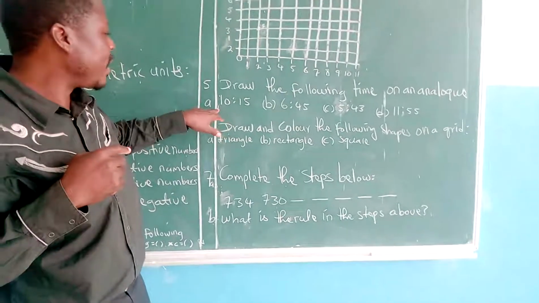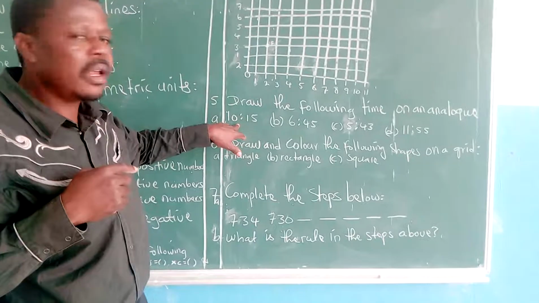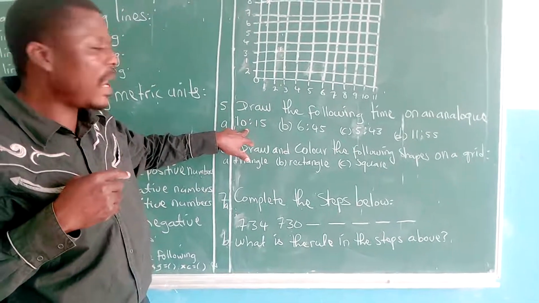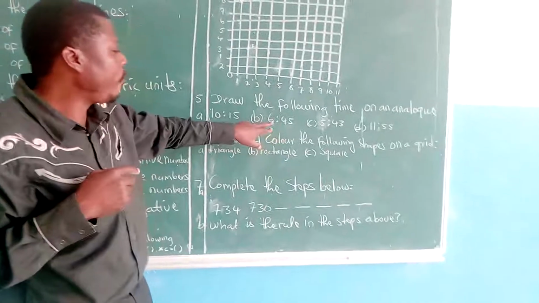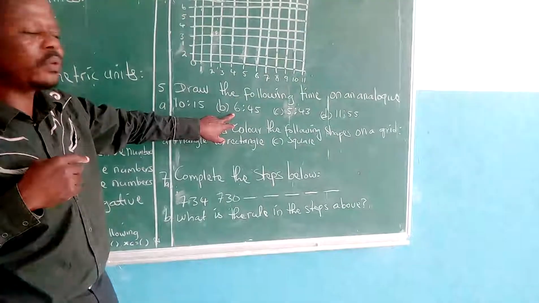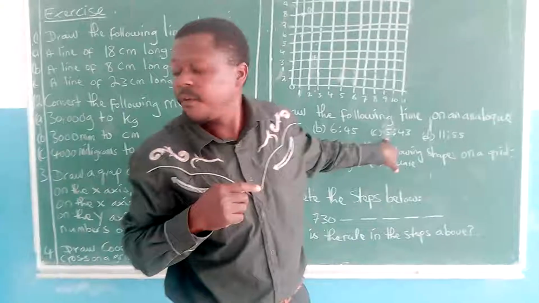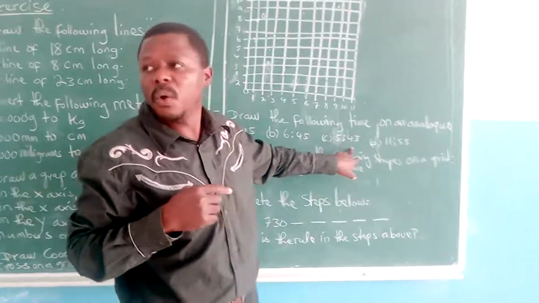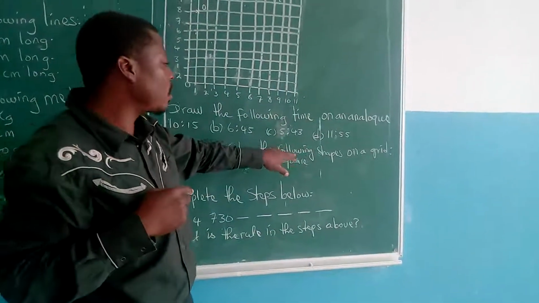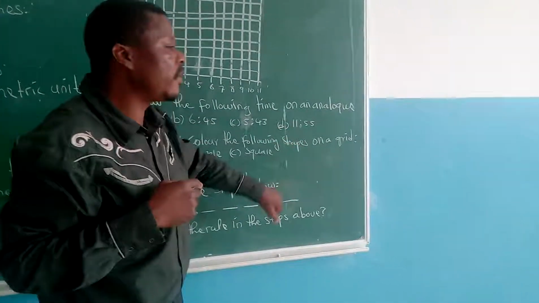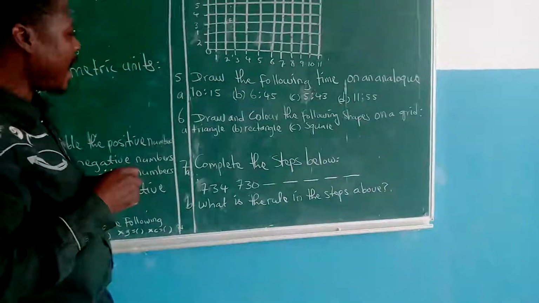Look at the first one, A. 10:15 or quarter past 10. You are going to draw this on an analog clock. B. 6:45 or 15 minutes to 7. You are going to draw this on an analog clock. C. 5:43 or 17 minutes to 6. You are going to draw that time on an analog clock. And D. 11:55 or 5 minutes to 12. You are going to draw that time on an analog clock.